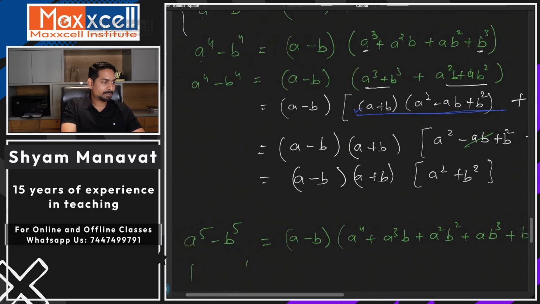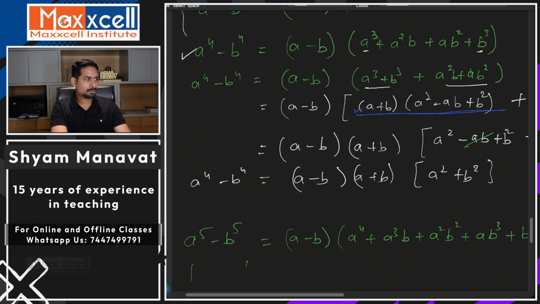That is what happens when you're trying to factorize a to the power 4 minus b to the power 4. So this factorization, I am sure it is clear to you: a minus b, into a cube plus a square b plus ab square plus b cube. This is fine with you, right?